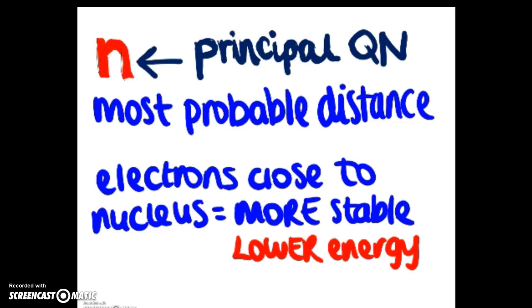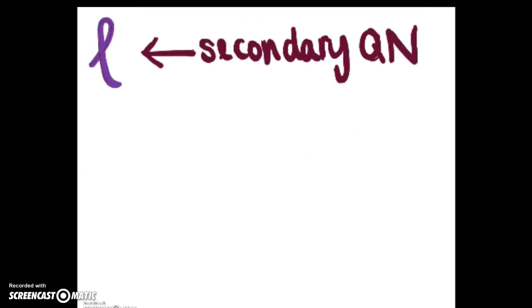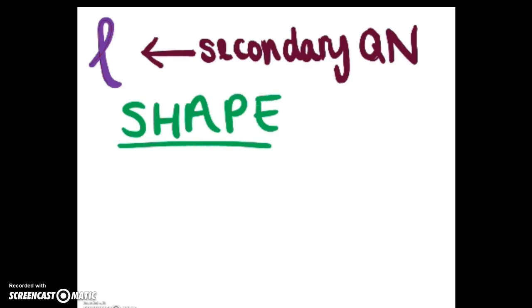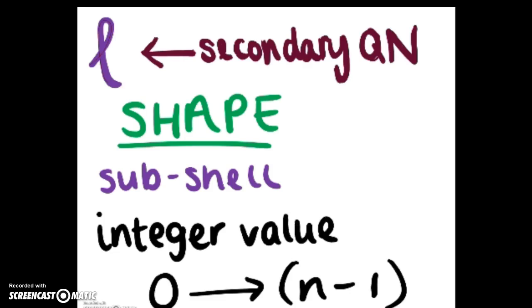The second quantum number, called the secondary quantum number surprisingly, or the orbital angular momentum quantum number, is symbolised by the letter l. This generally tells us which subshell the electron is in and the shape of the orbital. l can take any integer value from 0 to n-1. The most common values you'll come across are these ones.